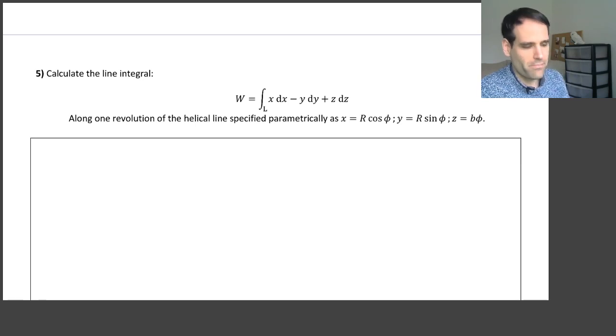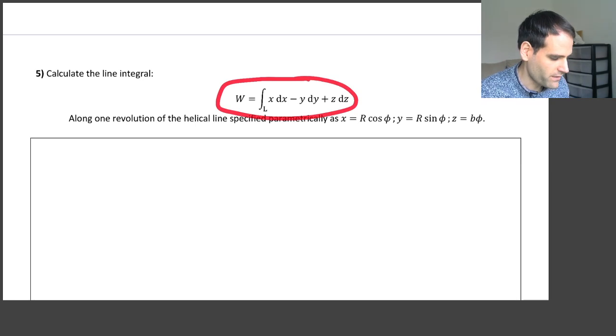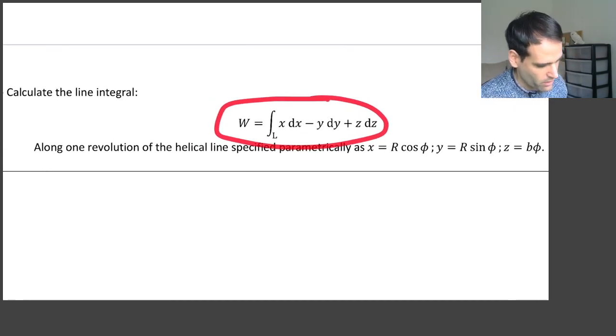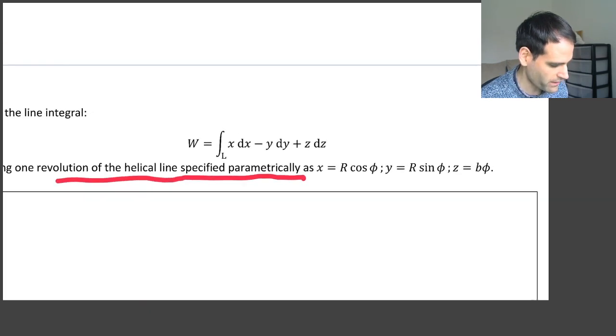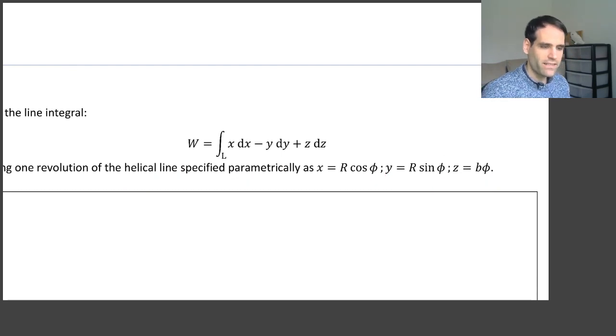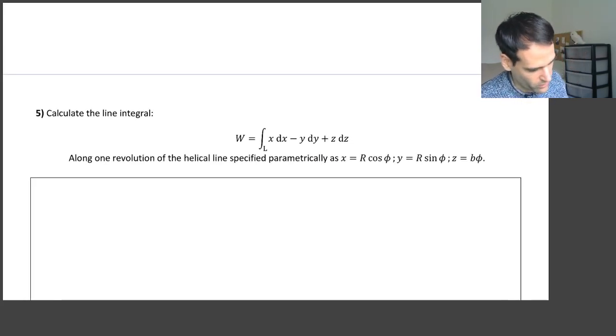Let's look at this problem. Calculate the line integral, and you are given the equation there, along one revolution of the helical line specified parametrically as, and you are given the equation for x, y, and z. Okay, so let's first write down what we are being asked.